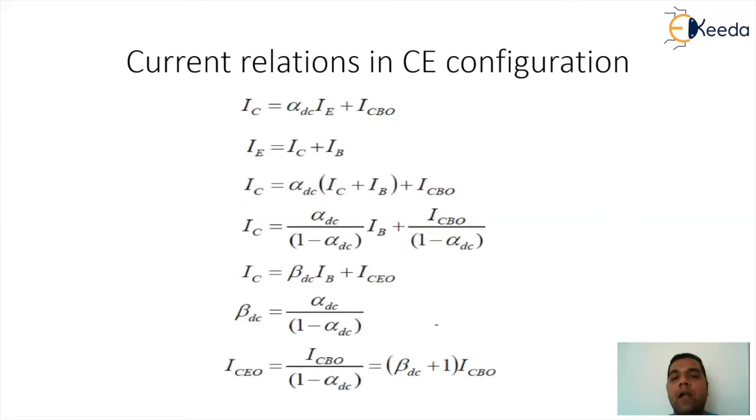The last contributor, ICBO by 1 minus alpha, is as good as beta plus 1 into ICBO. That value is equivalent to ICEO. Just like we had a leakage contribution in common base, ICBO, here the leakage contribution in common emitter is defined as ICEO.